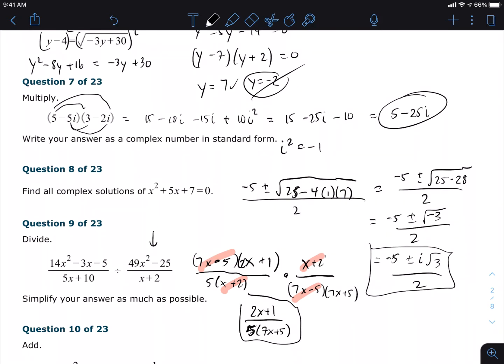Remember, when you divide by a fraction, you need to multiply by the reciprocal. So that's what happened here. When I changed it to multiplication, I flipped it.